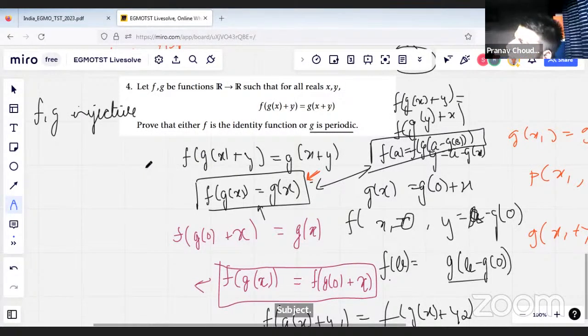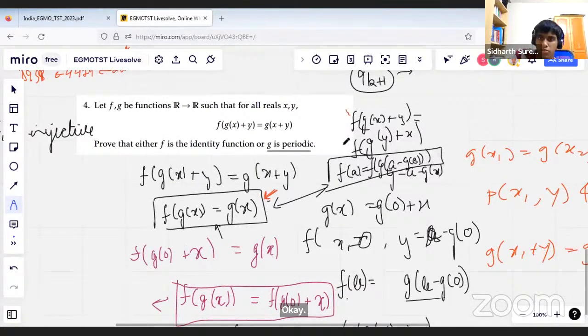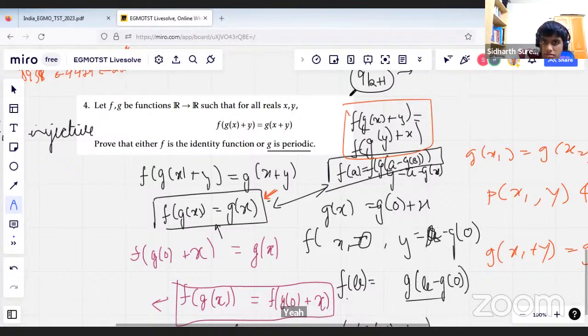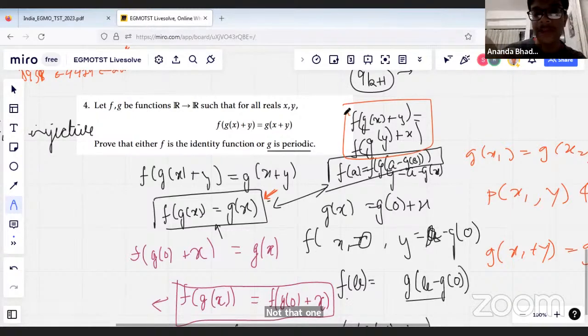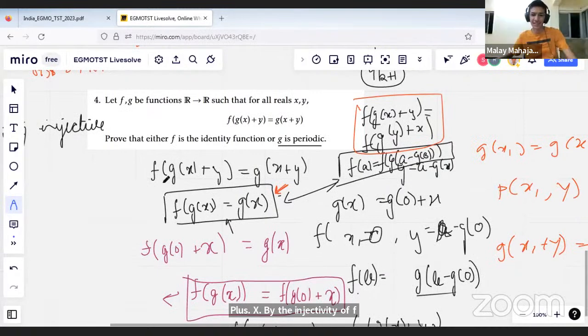But why is this linear? Oh, it's linear by the lowest boxed. This thing, right? You're saying. Yeah, this one. But why? Not that one. This also implies G of X plus Y is G of Y plus X by the injectivity of F. Oh, yes. Yeah. Okay.